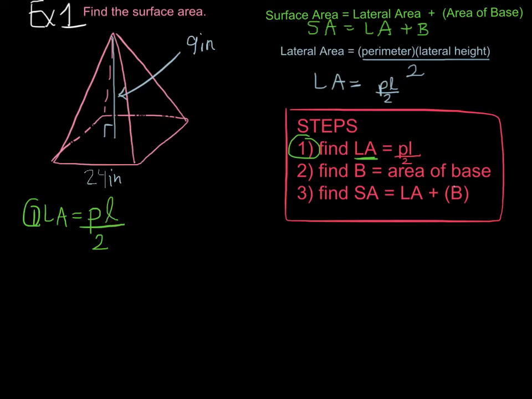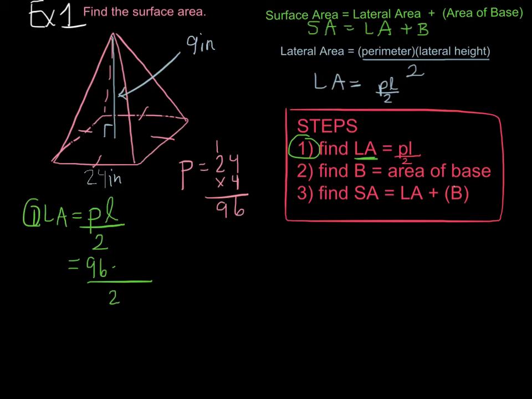Now this wasn't well drawn, but I can tell you that this was meant to be shown as a square. So the perimeter would be 24 times 4. 4 times 4 is 16, 4 times 2 is 8, plus 1 is 96. So far I have 96 times the lateral height divided by 2. I'm missing the lateral height.